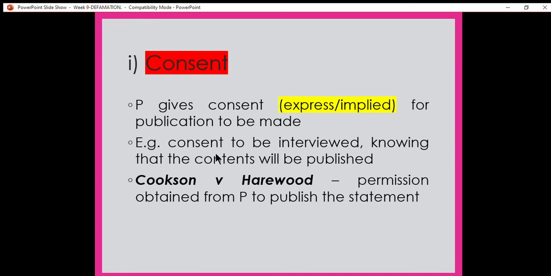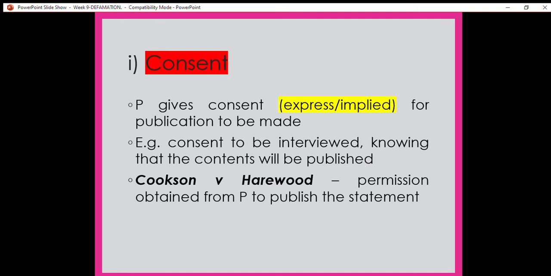Okay, defense of consent. This is when a plaintiff gives consent, either express or implied, for the publication to be made. So this is a complete defense to a defamation action. Therefore, the plaintiff would not succeed on his claim against the defendant if the statement published was a true statement and it was given with the permission obtained from the plaintiff beforehand. For example, the plaintiff gave consent to be interviewed and he knows that the contents will be published.